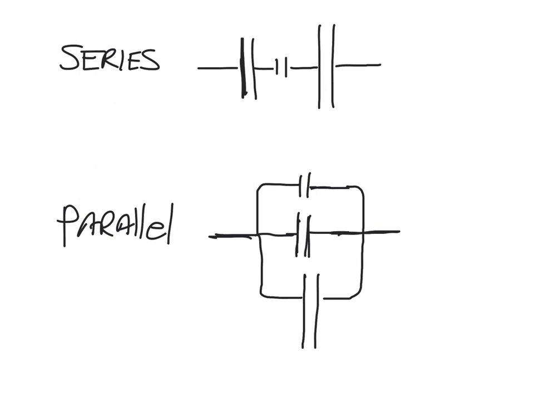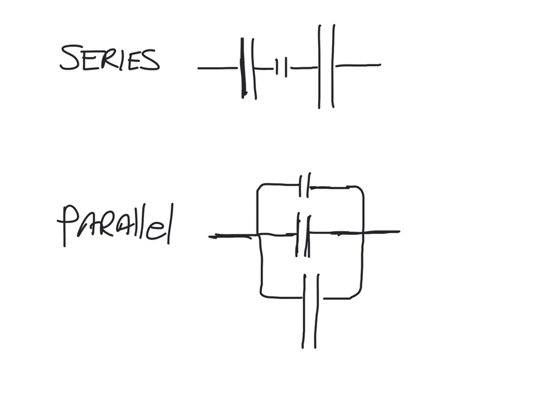So the symbol for capacitors is two parallel lines, like two parallel plates. And series means that they link one to the other in a series configuration. And I drew three different sizes. They could all be the same size or not, but we draw them three different sizes. In parallel, this is what it means, that they're parallel to each other. And I drew the three different sizes.